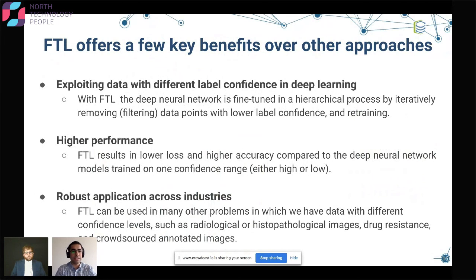But it is not only applicable to our problem in pharmaceutical industry for drug target interaction. We believe that it is possible to use it in many other applications, like radiological images, histopathological images. These are all maybe medicine or pharmaceutical related kind of problems. But there are many other problems in different industries dealing with this problem of label confidence.